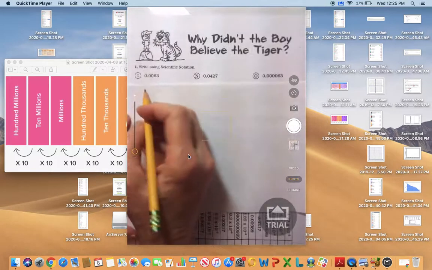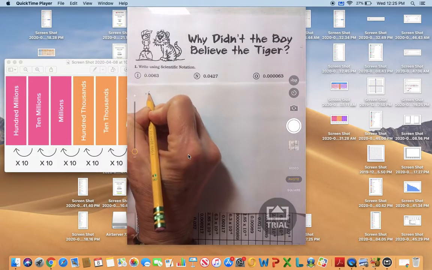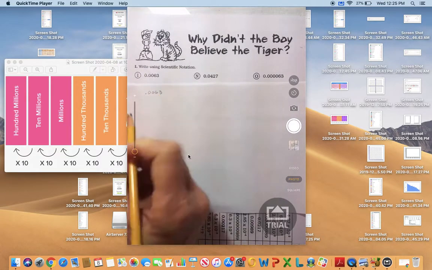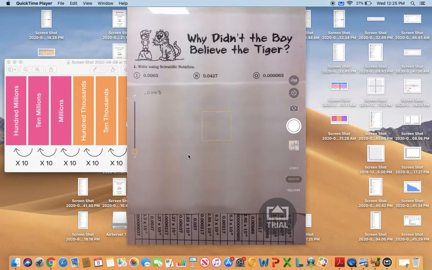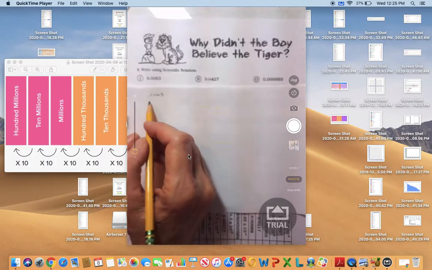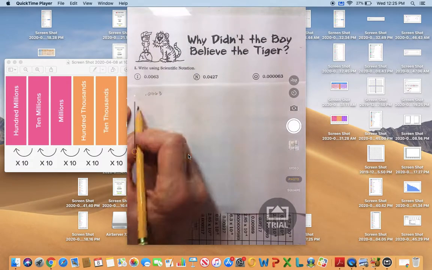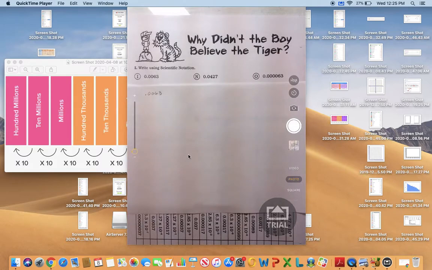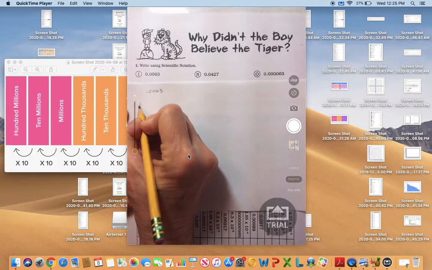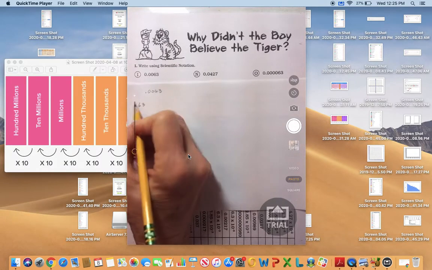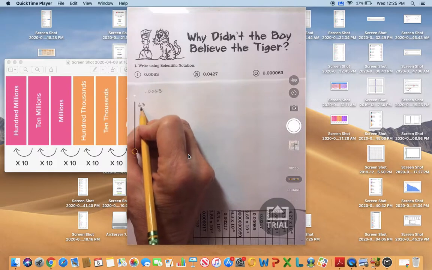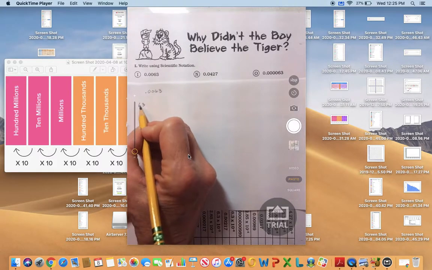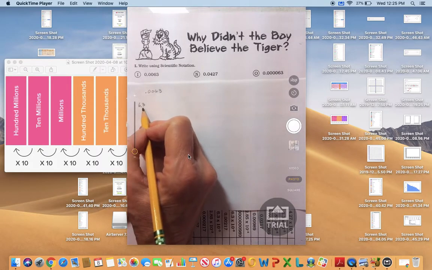Okay, the first one, I'm going to rewrite it as 0.0063. The first thing that we'll need to do is figure out for our scientific notation, where are we going to put the decimal point? So let's go ahead and write the digits 6 3. So we need a number that's less than 10. 63 is not less than 10, but 6.3 is less than 10, and it's larger than or equal to 1. So that works for our first factor.